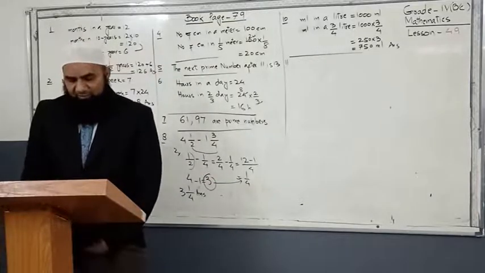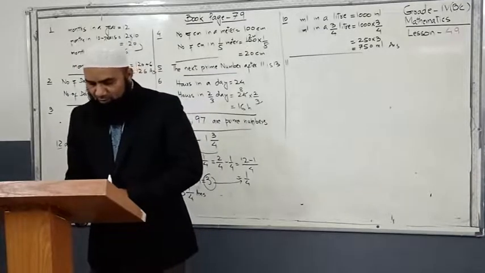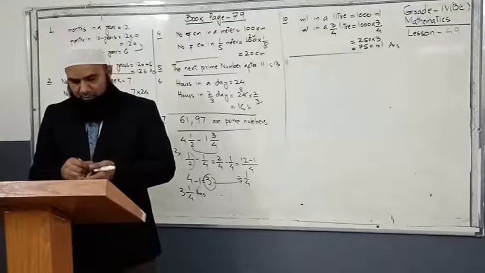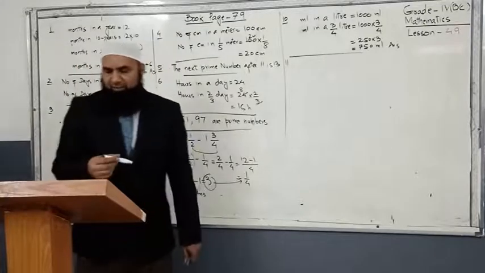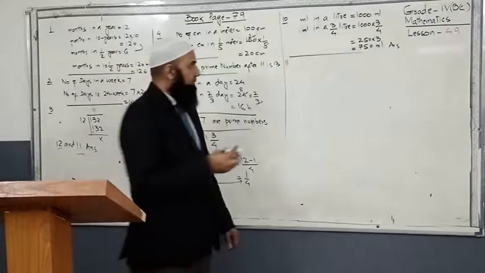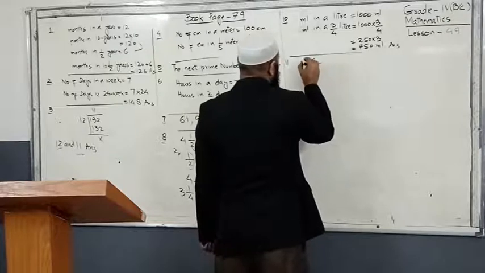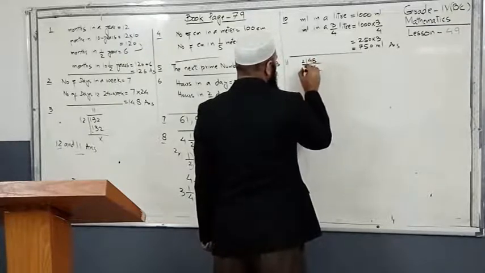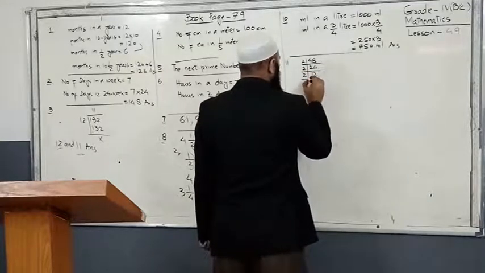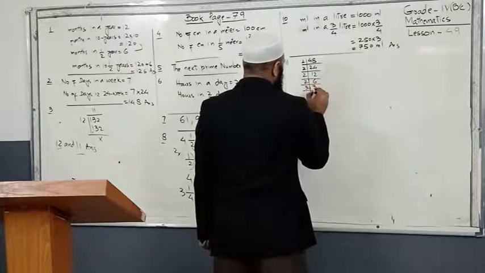The HCF of 48 and 30. Let us solve this question. We find the HCF of 48 and 30 by the division method. Divide 48 by prime numbers, we get 24. Divide 24 by 2, we get 12. Divide 12 by 2, we get 6. Divide 6 by 2, we get 3. And divide 3 by 3, we get 1.